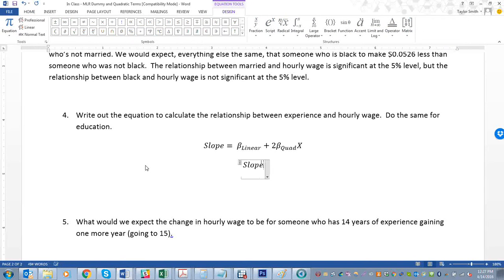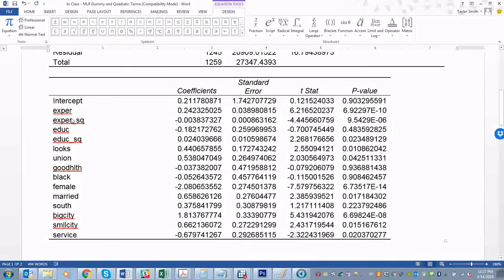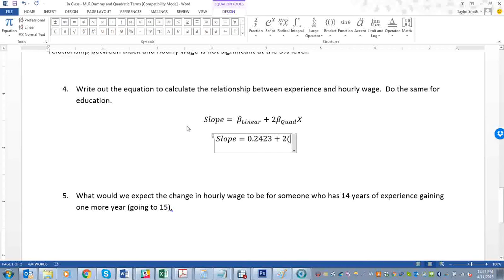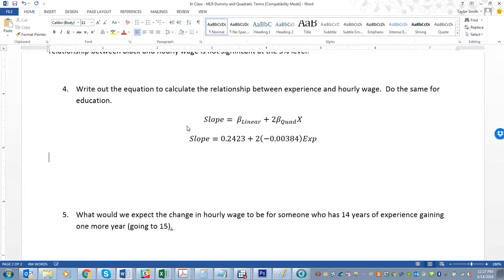Slope is going to be our beta linear, 0.2423, plus 2, again, always a 2, times beta quad. What's our coefficient on that quadratic term? The one that is squared is negative 0.00383. Actually, it's 0.00384 with rounding. That's the coefficient, times, in this case, your x variable. In this case, we're talking about experience. So we'll just write it just like that.